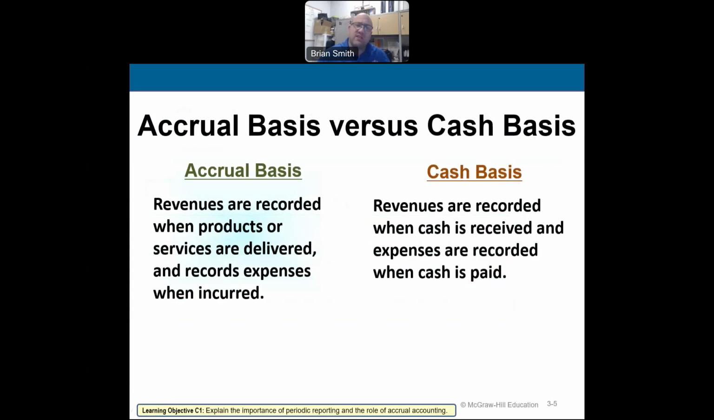The cash basis is what you're probably used to. When you get money, you record a revenue. When you spend money, you record an expense. Well, that's not how it is in accounting. We do it when we use it or when we earn it.